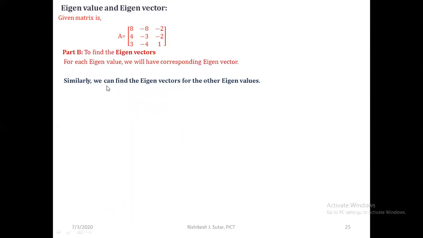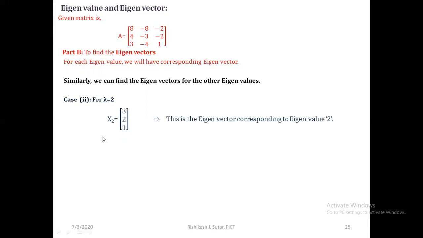Similarly, we can find out the eigenvectors for the other eigenvalues. So for the second eigenvalue, that is lambda equal to 2, we can follow the same process as that we have followed for lambda equal to 1, and we can find out the eigenvector for that. So after solving for lambda equal to 2, the eigenvector you get is 3, 2, 1. So this is the eigenvector corresponding to the eigenvalue lambda equal to 2.